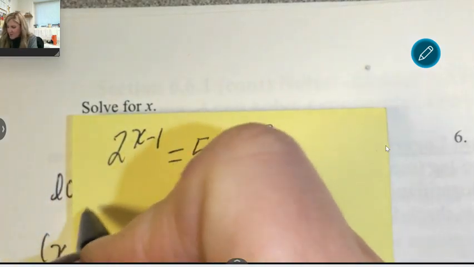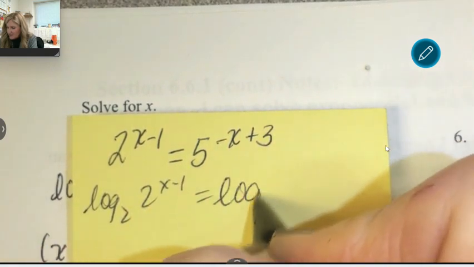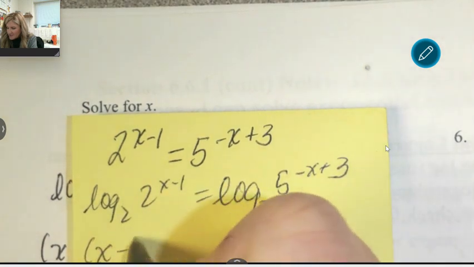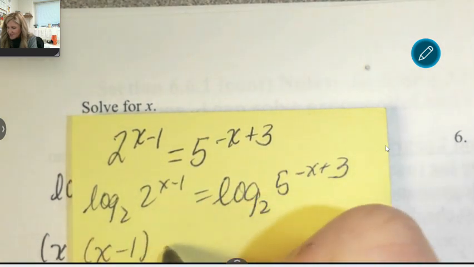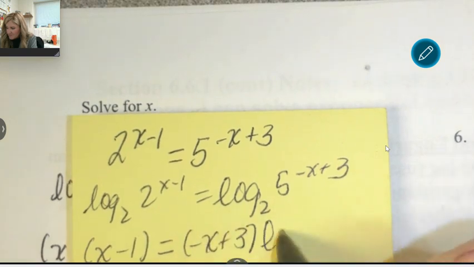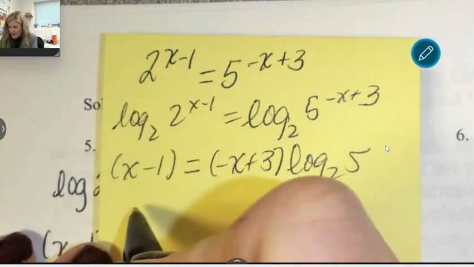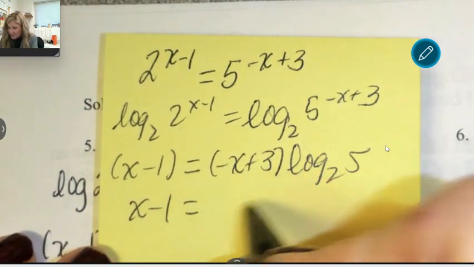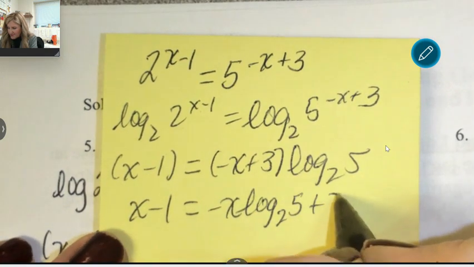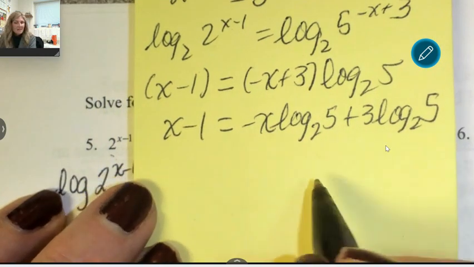Okay, so I'm going to do log base 2. Log base 2, 2 to the x minus 1. Log base 2, 5 to the negative x plus 3. Bring these out as coefficients. That is just going to be 1. Okay, so now that was just a 1 there. So I've got this. I can get rid of the parentheses. Check and see if you have this. Do you have that somewhere?